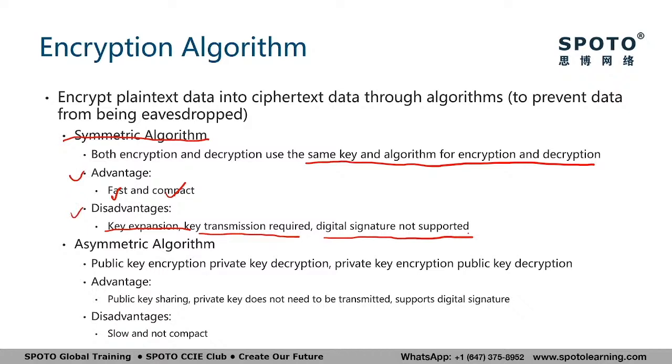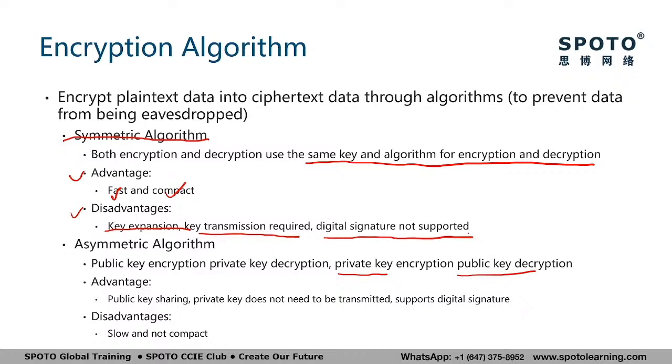The other type is the asymmetric algorithm. It means we use the public key to encrypt, then we use the private key to decrypt. Or the other way around. We can use the private key to do the encryption, then use the public key to do decryption.